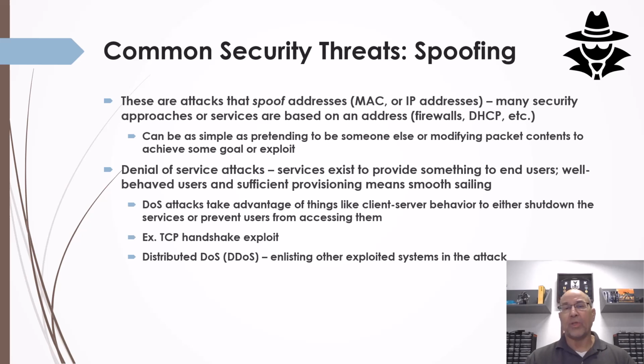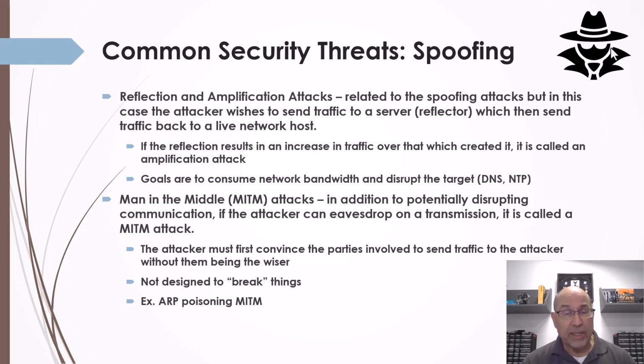So this is vectors coming in from all over the place, and overwhelm a server with either the number of connections or sheer traffic. Now, reflection and amplification attacks are related to spoofing because they are changing the addressing that's used in particular packets. So an attacker will send a packet, but what is he trying to do in this case?